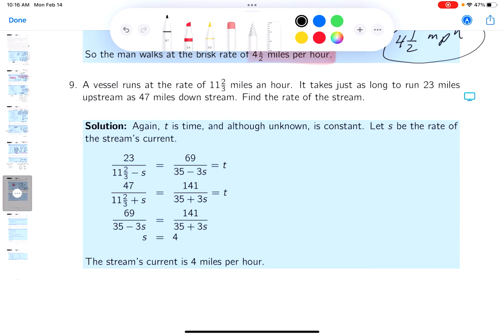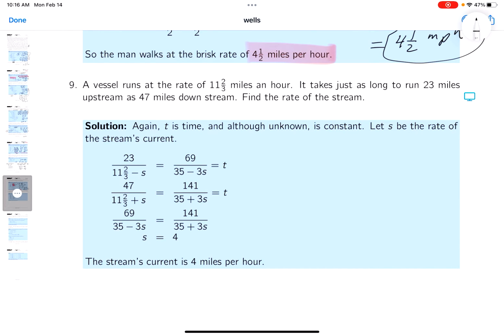Okay, so let's take a look, and I'm going to read through it. Again, if you're confused by what you read, you're focusing not so much on what confused you, but on what they're asking for. And what they're asking for is the rate of the stream. So I'm going to call the rate of the stream the letter S. Looking at the units, it's going to be in miles per hour. So then I have to read it.